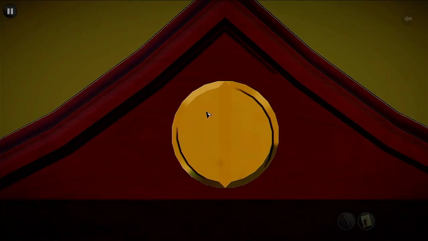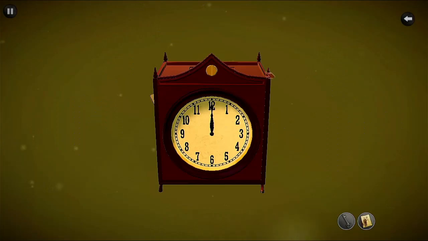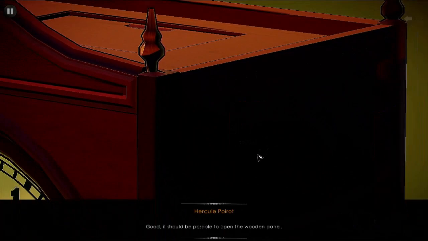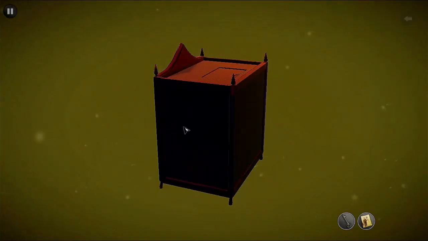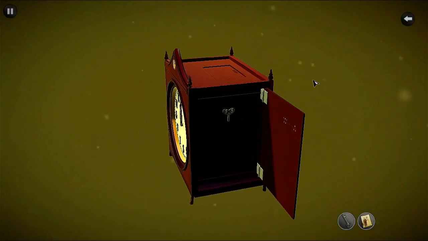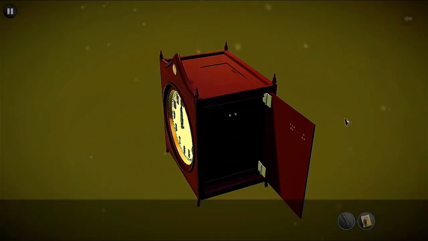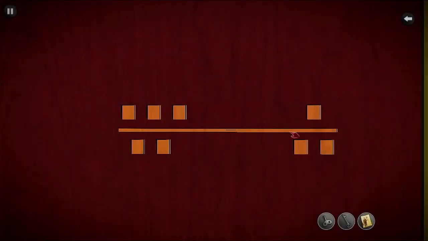This metal disc is... Maybe this one? Oh, okay. Good. It should be possible to... Okay. Then... Look, a key. Okay, let's grab the key. Oh, and a diagram. What is that? This could be useful. What is this here? What is this diagram? Let me look.